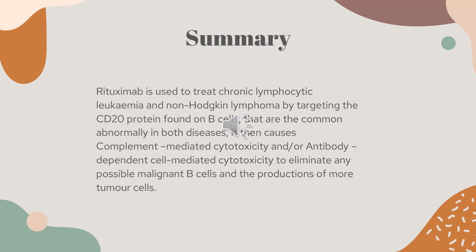Rituximab is used to treat chronic lymphocytic leukemia and non-Hodgkin lymphoma by targeting the CD20 protein found on B cells that are commonly abnormal in both diseases. It then causes complement-mediated cytotoxicity and/or antibody-dependent cell-mediated cytotoxicity to eliminate any possible malignant B cells.